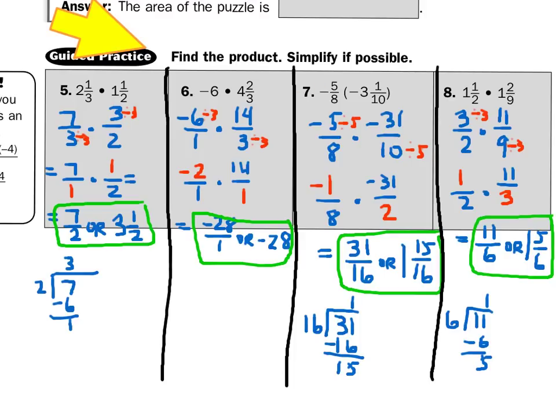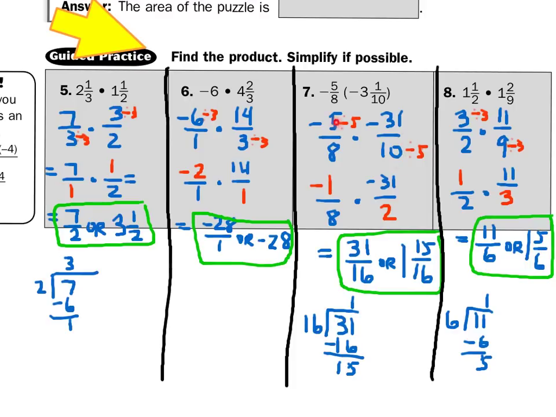Take a look at 7. Negative 5 over 8 times negative 3 and 1/10. Now, let the negative go up, so I have negative 5 over 8. And now be careful with that negative in front of the 3. Ignore it for just one quick second. Start at the 10. 10 times 3 is 30. 30 plus 1 gives me 31. Now bring the negative down. So it's negative 31 over 10.